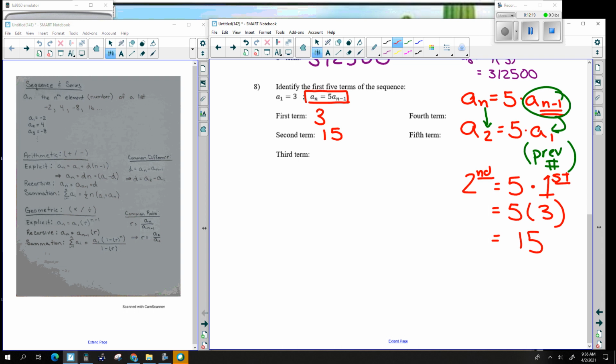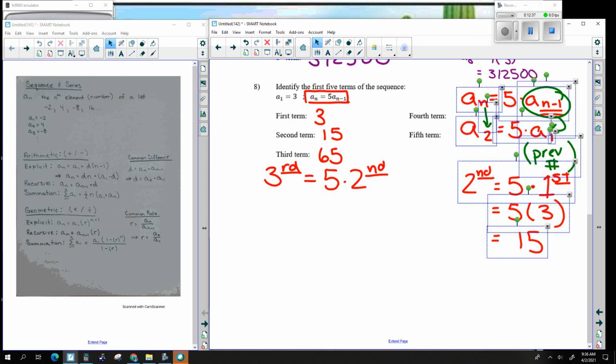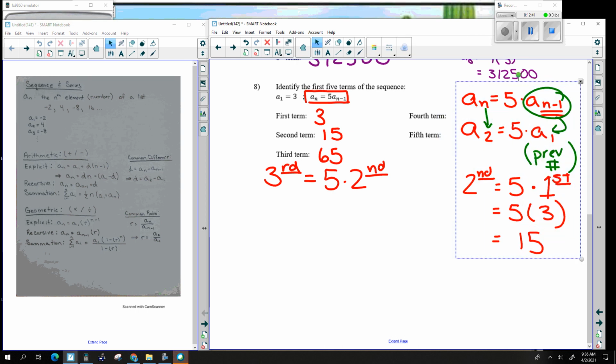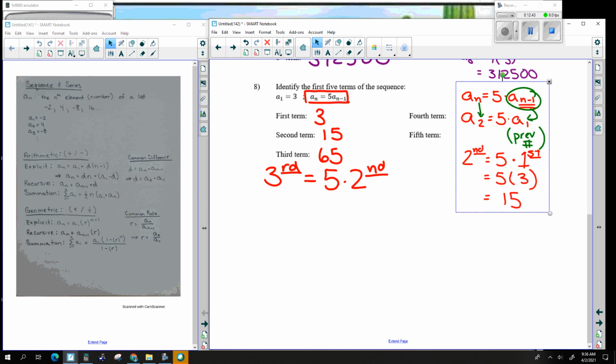Thus the third number is going to be equal to 5 times the second number, etc. So you just times 5 from the previous number. The previous number times 5. The previous number times 5. Previous number times 5.